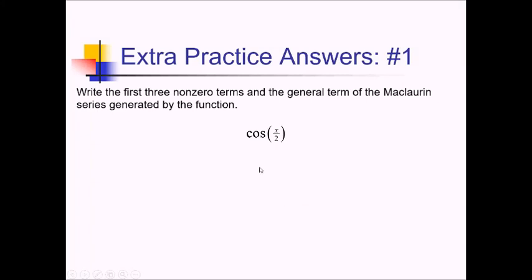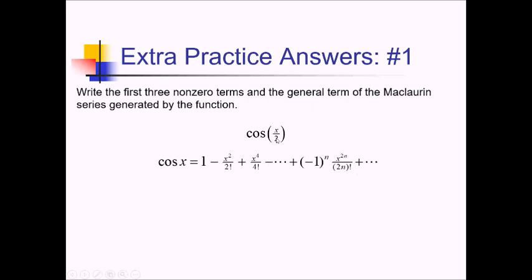For this problem, we want the first three non-zero terms and the general term of the Maclaurin series for this function. So let's start with the Maclaurin series for just cosine of x. That's going to be 1 minus x squared over 2 factorial plus x to the fourth over 4 factorial, and then they want the general term. So that's going to be negative 1 to the n, and we're going to have an x to the 2n over 2n quantity factorial, something like that.